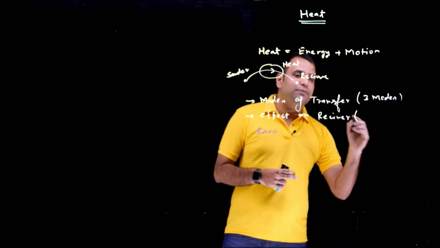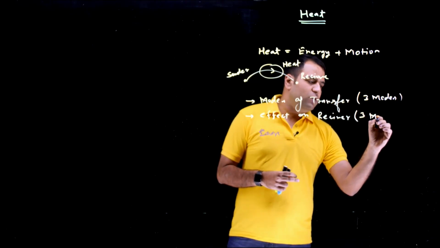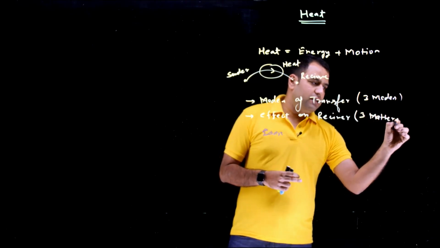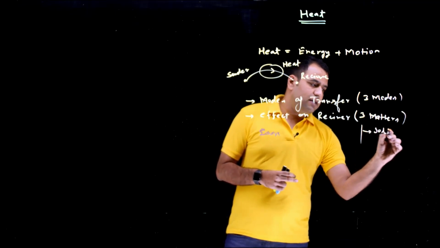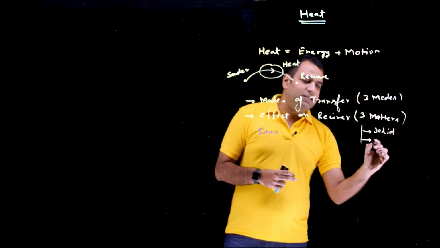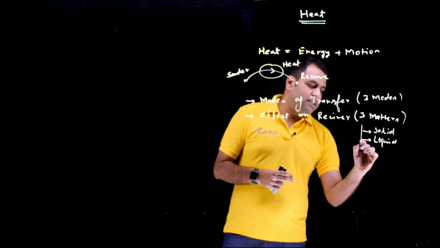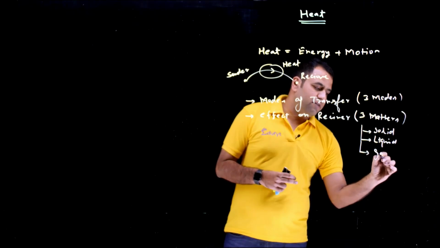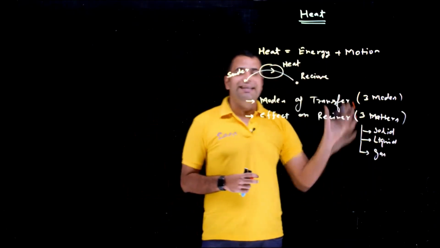So there will be three types of receiver. We will be studying three types of matter. We'll see the change with three types of matter. And these are solids, liquids, and gases. We'll study the change happening with solid, we'll study the change happening with liquid, and we'll study the change happening with the gases. Okay, so the heat is nothing but energy in motion.